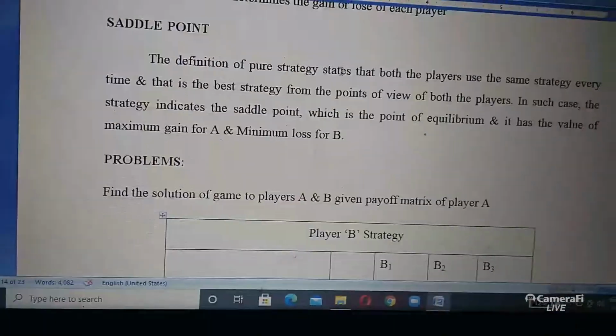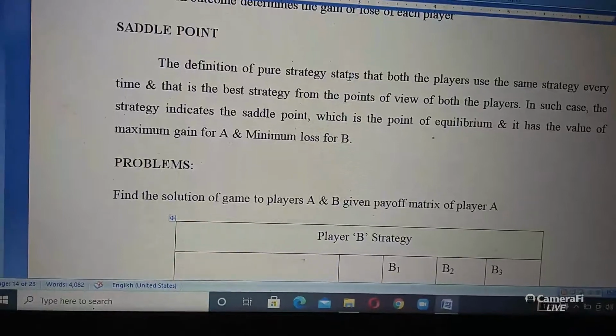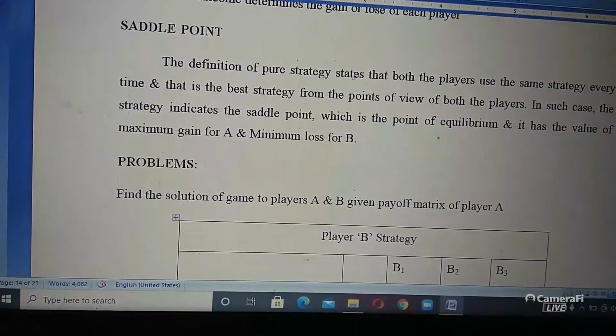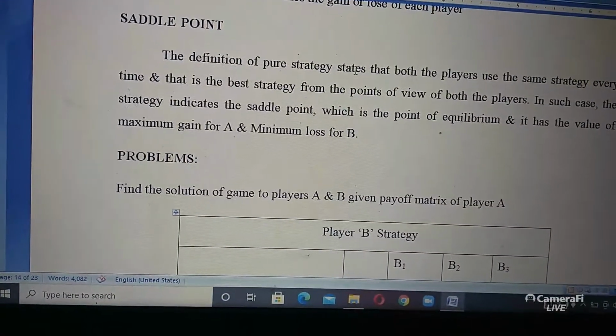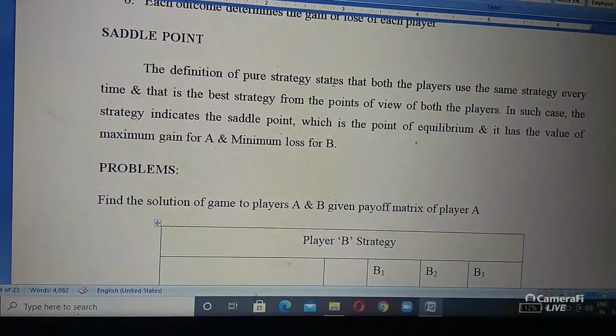So, here in this live class, we are going to discuss saddle point. Already we discussed this in earlier classes, but we are doing a small live program. So, here you see the definition of saddle point.